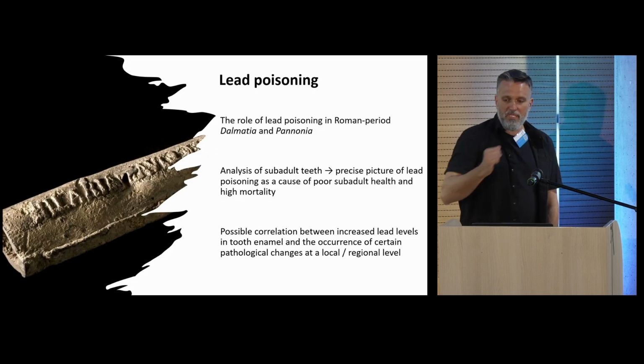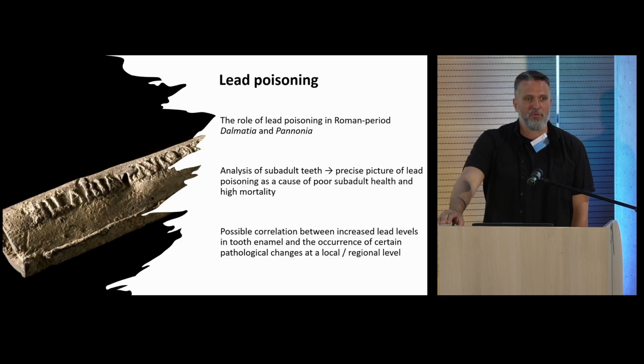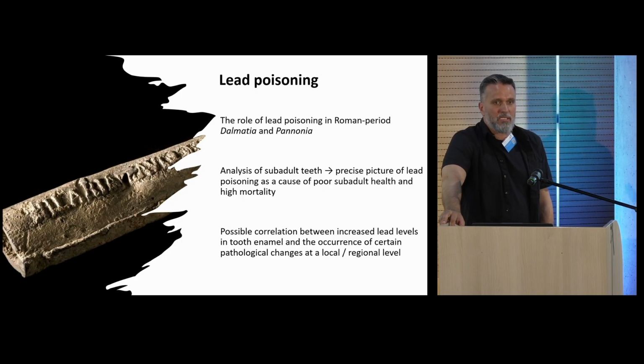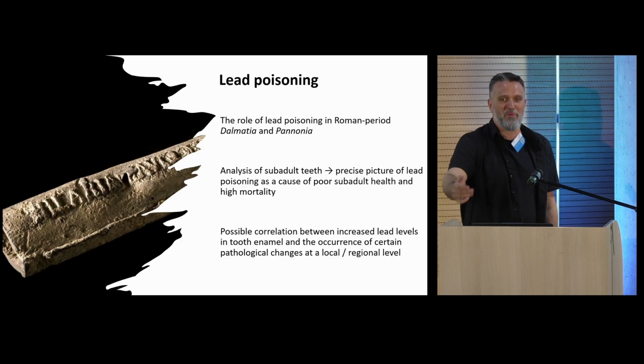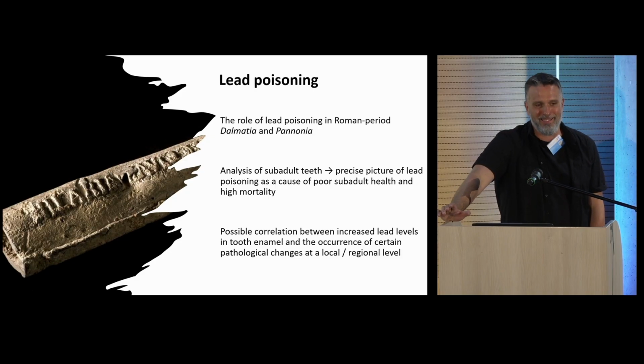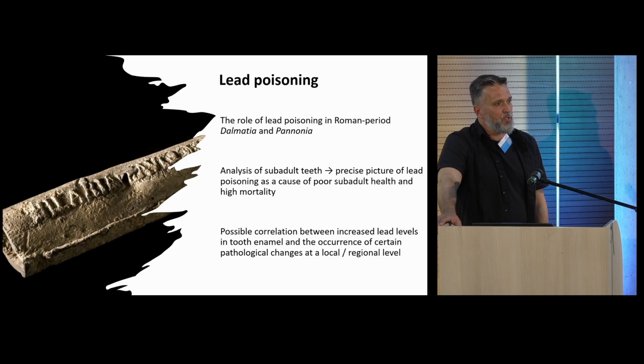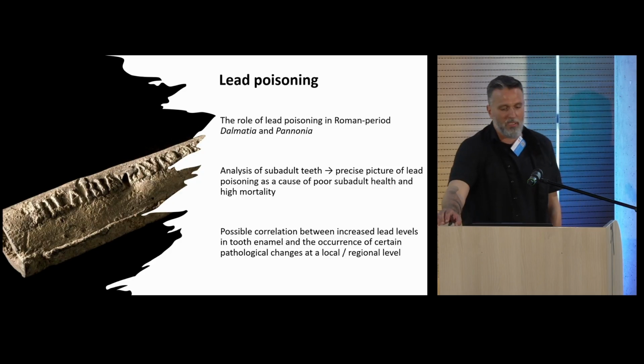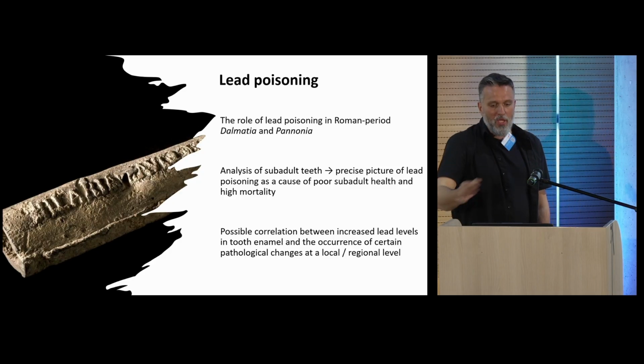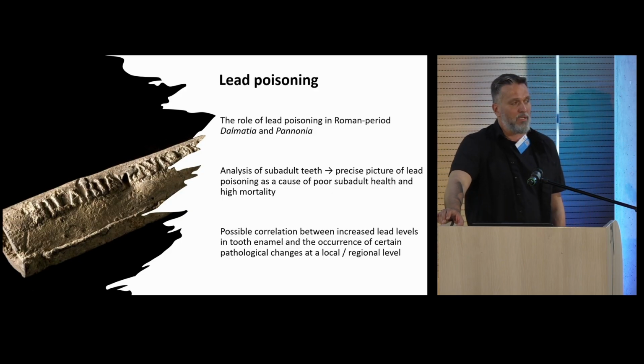Okay, which brings us to the last part of the presentation. So we started with this, and this is going to be a bit of repetition from the data that Rebecca showed yesterday. We started with the Vener Grant project we got a few years back because we wanted to check the possible role of lead poisoning in Roman period Dalmatia and Pannonia through the analysis of subadult teeth, to get a precise picture of lead poisoning as a possible cause of poor subadult health and high mortality.